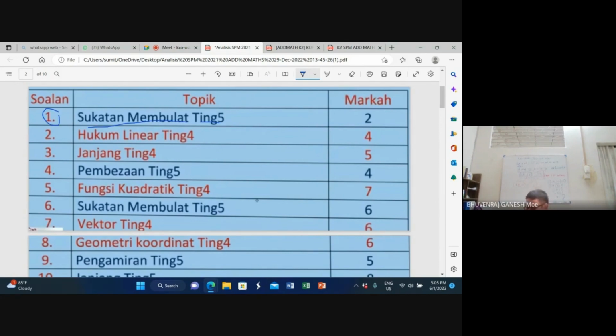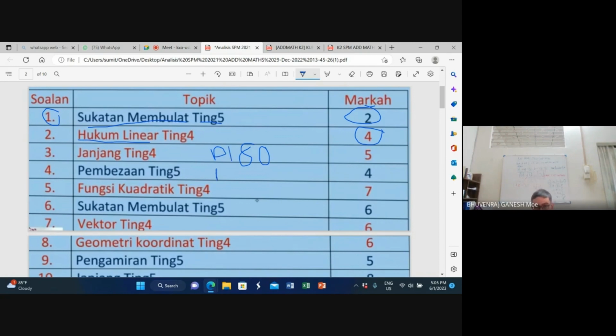Just to inform you, to be aware of these topics in maths. And then another one is linear law, 4 marks. In Paper 1, usually the marks will be lower because the total is 80 marks. You must remember that, 80 marks only. Paper 2 is 100.